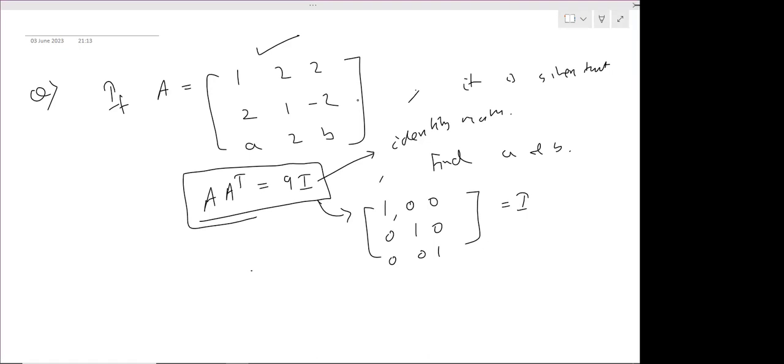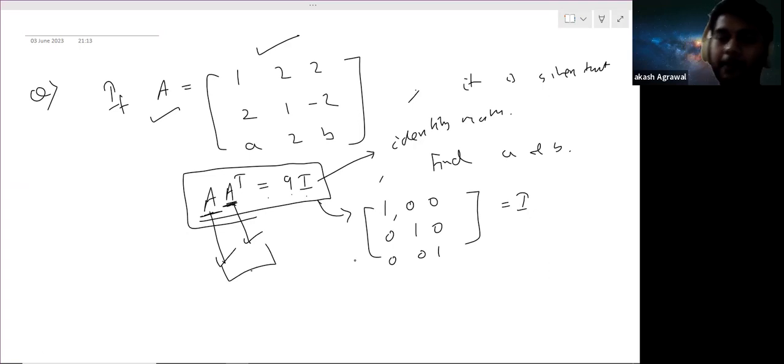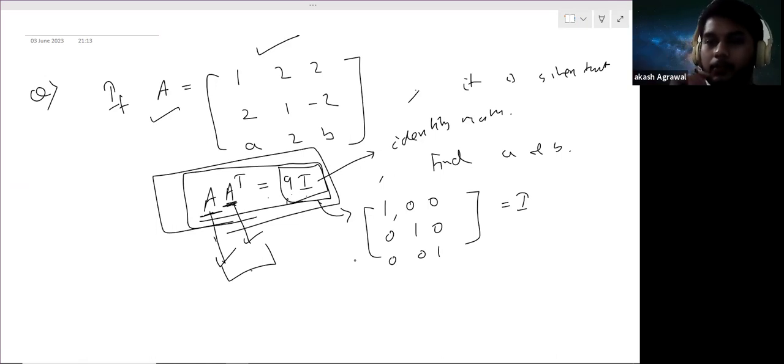Try, sir. See, don't overthink matrices. What they are saying is A into A transpose is equal to 9I, right? Do you have matrix A? Yes, they have given you matrix A. Can you find A transpose? Do you know how to multiply? Yes, sir. Can you find 9I? So can you solve equations? Yes, sir. So that is all you have to do. So give it a try.